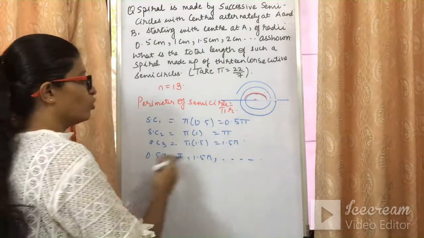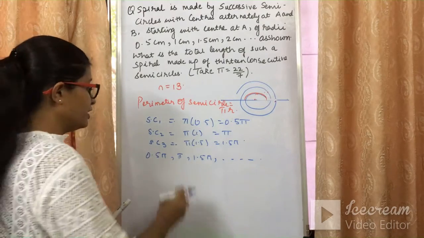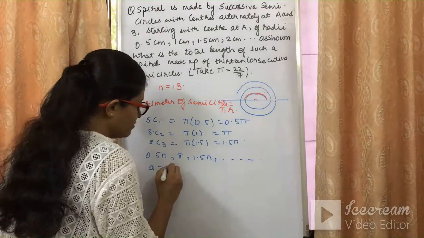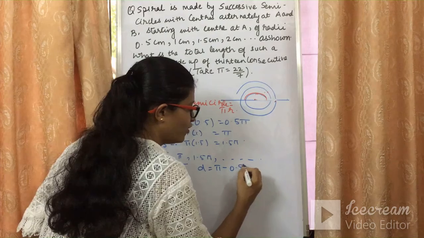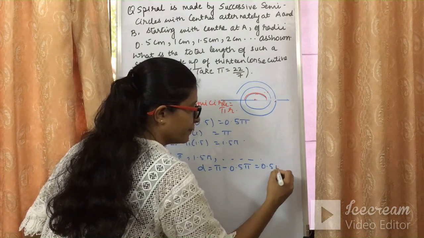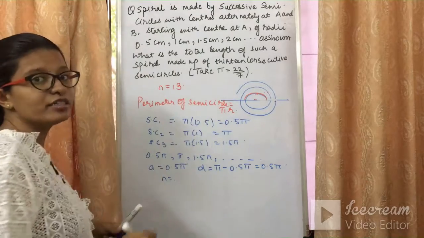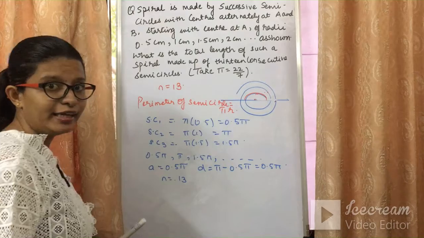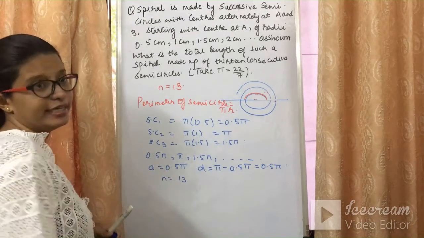Can I say that by looking at the series, A comes out to be 0.5 pi, and D is constant. D is nothing but pi minus 0.5 pi, which is 0.5 pi. And what is n in this? How many semicircles do we have? We have 13 consecutive semicircles. We need the length of all these 13 semicircles.